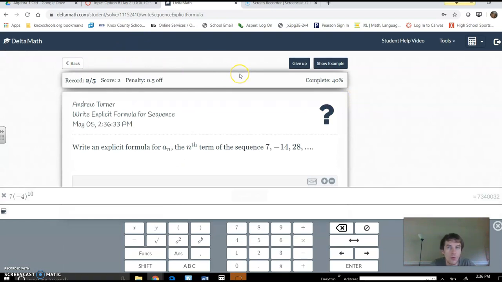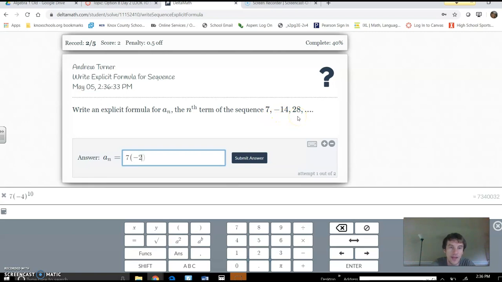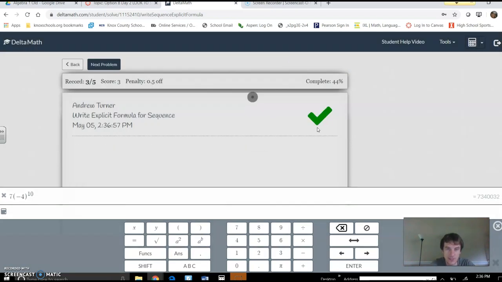Maybe do one more problem here. So this is another one that seems to be geometric. It looks like you're multiplying. We're multiplying by -2. 7 times -2 is -14. -14 times -2 is +28. And then we'll use this a to the b to type in n-1, and that gives me my final answer.